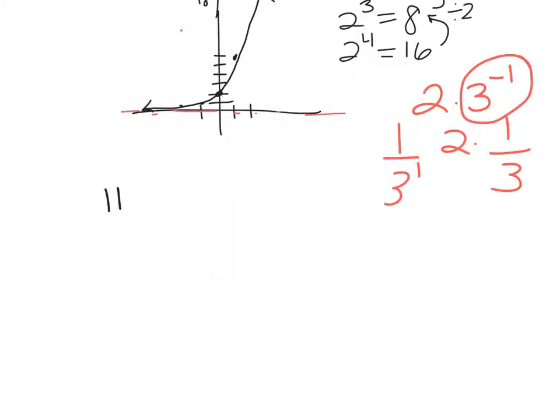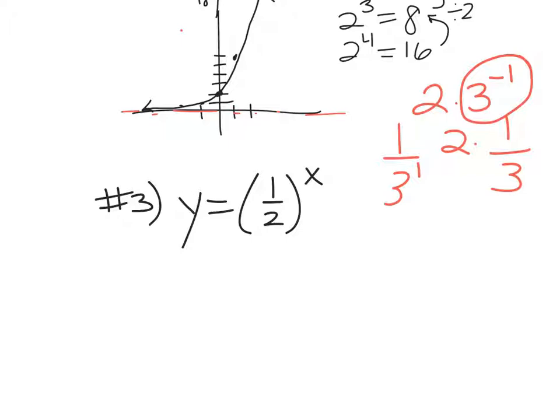All right, let's do one more. And this one's going to have lots of fractions, so we'll see how this one goes. y equals 1/2 to the x. Okay, the last two I did, there was a 2 to the x, everything was doubling. There was a 3 to the x, everything was tripling. This is 1/2 to the x. Everything's going to be halving. I don't think that's a word, but that's okay.